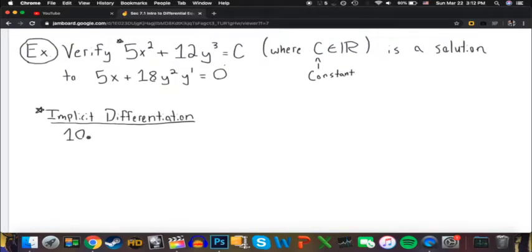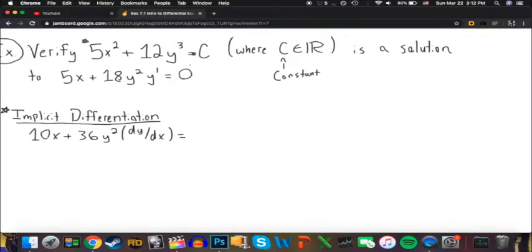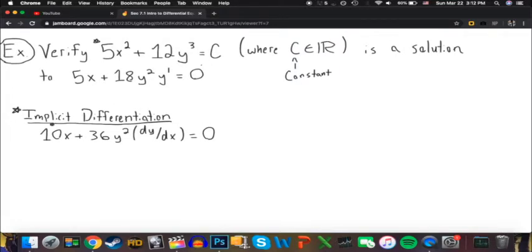Now, keep in mind that whenever you deal with terms involving y, implicit differentiation still has us take the derivative as we would normally, so we just multiply the 3 by the 12, and we get 36y squared. But because you took it with respect to x, you also have to include a dy over dx in there. And that's going to be equal to, you take the derivative of a constant, you're just going to get 0. So implicit differentiation enables you to take the derivative on both sides.